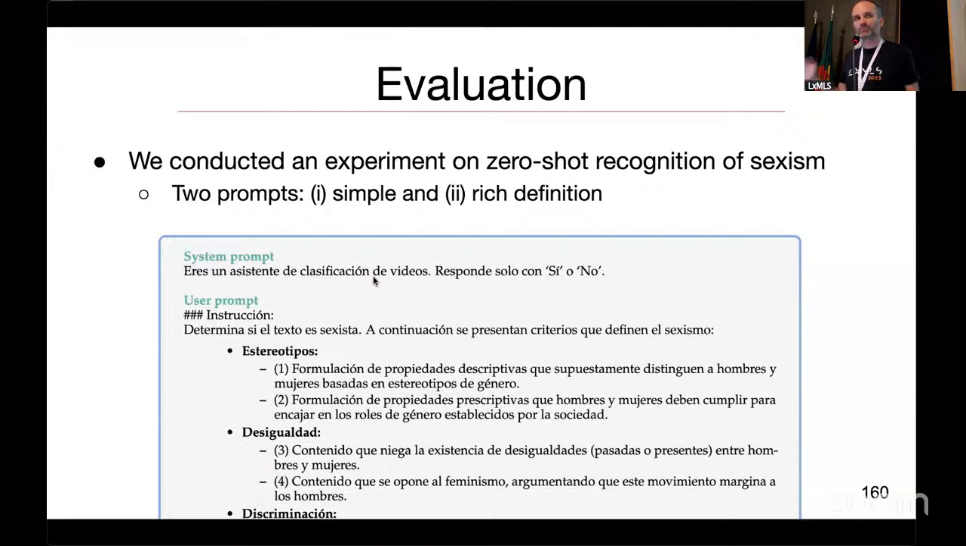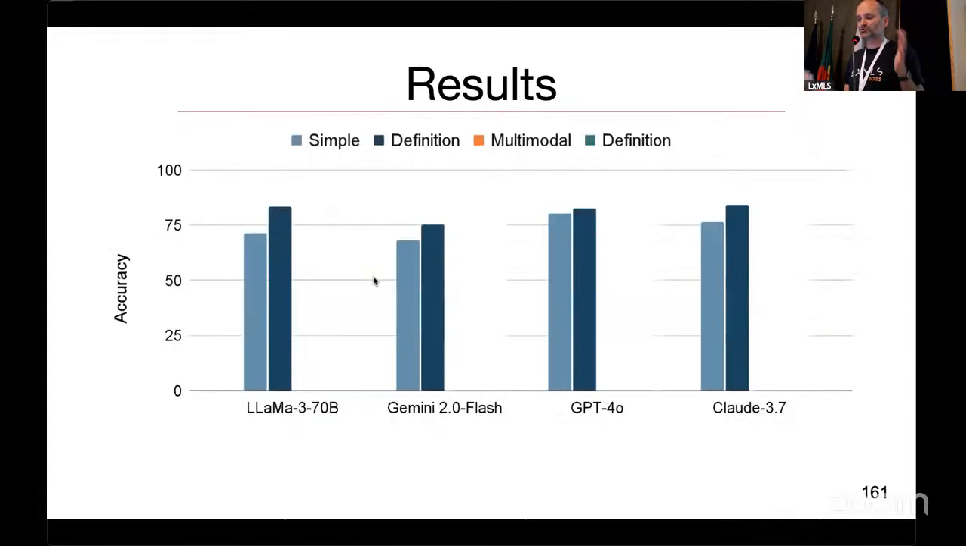And so when we look at the performance, we have many models in the study, but here I'm just showing the strongest performing models. So the blue bar here on the left is text-only inputs. And you can see here reasonably comparable performance for Llama 3, Gemini 2 Flash, GPT-4o, and Claude 3.7. And the dark blue bar is when you add in the richer definition of the different types of sexism. And the performance improves for almost every model except GPT-4o.